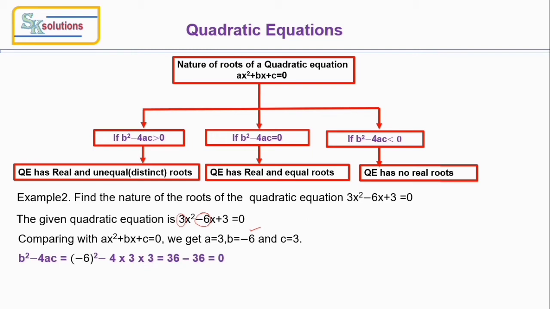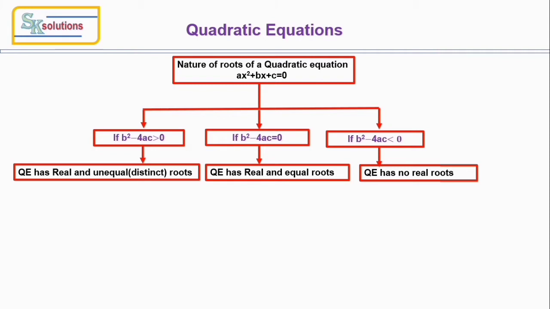So b square minus 4ac, when we calculate it, we get 0. If b square minus 4ac is 0, what is the condition? The condition is the quadratic equation has real and equal roots. So we conclude in this question, this quadratic equation has real and equal roots.